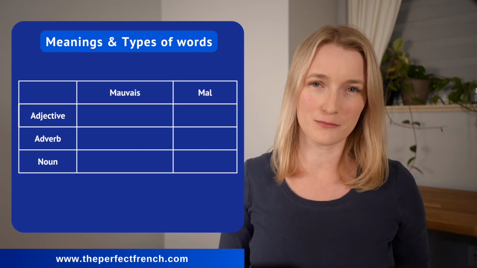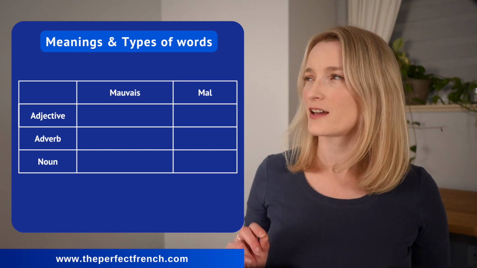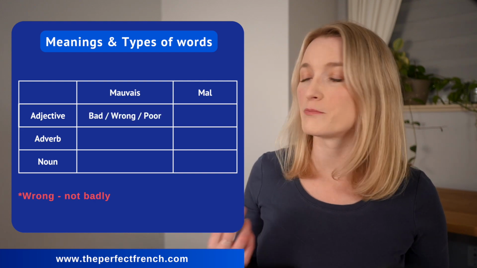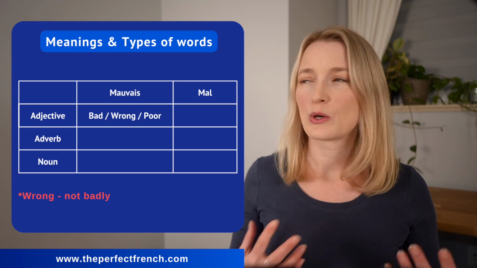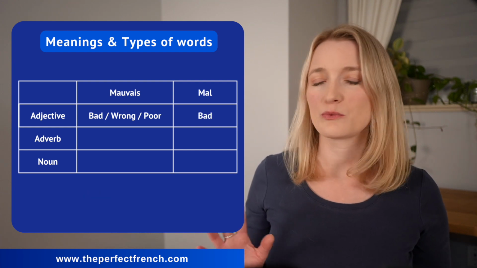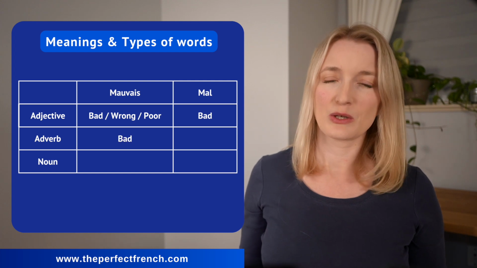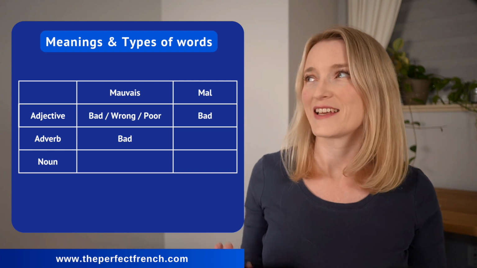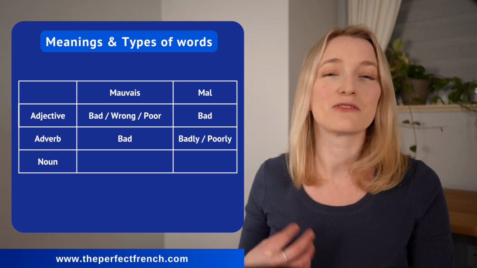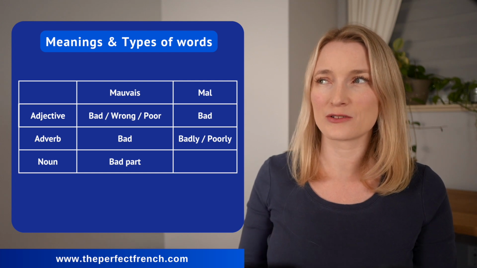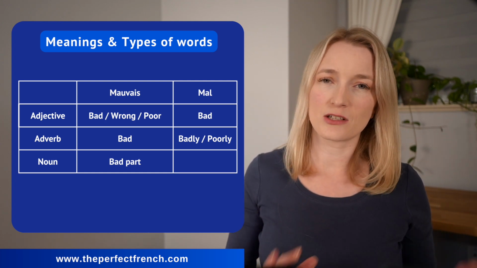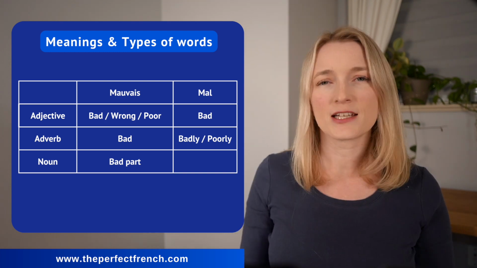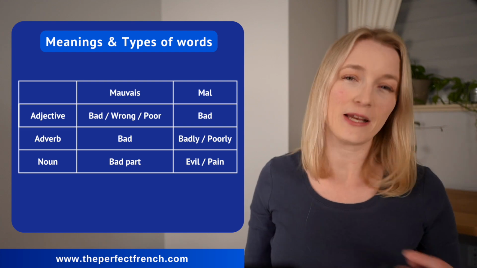Mal and mauvais can be adjectives, adverbs, and nouns. Mauvais will translate to bad, badly, and poor when it's an adjective. Mal will simply translate to bad. When it's an adverb, we are going to have bad this time only for mauvais, and for mal, we have badly. As a noun, mauvais is not as commonly used, but when it is, it's the bad part of something. And mal means evil or pain.